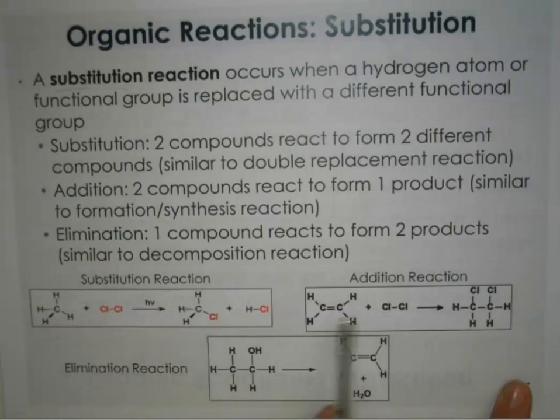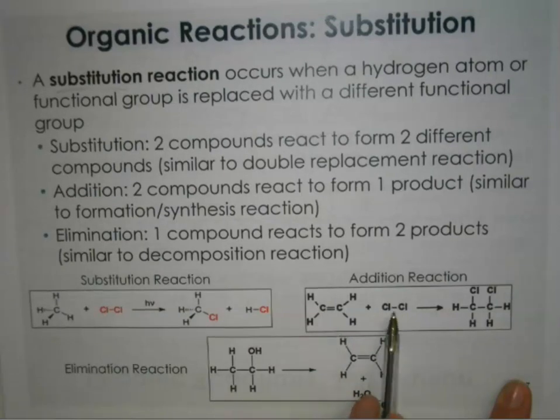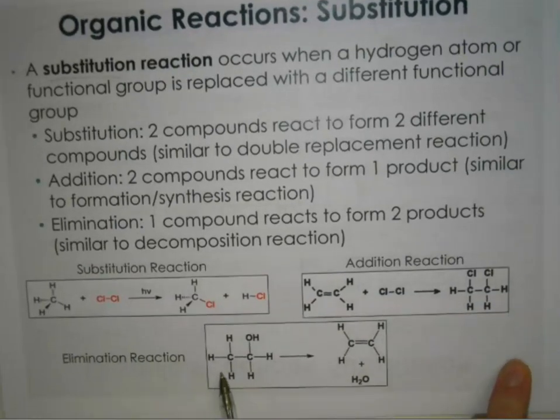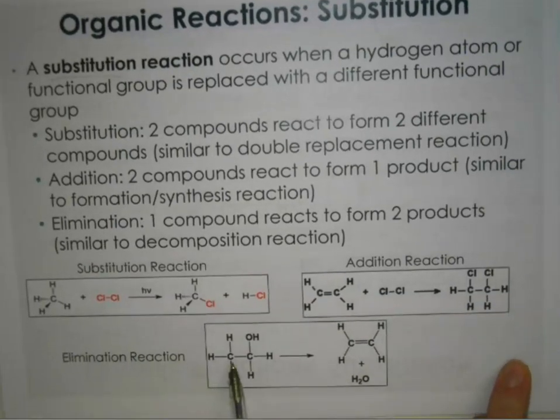In this one, you have a double bond that is going to open up to free up space for more things to come in. So with the addition reaction, the chlorine actually just gets added on and you end up with a single product. And then lastly, we have elimination reactions. And so with elimination reactions, you have one compound that reacts to form two products.